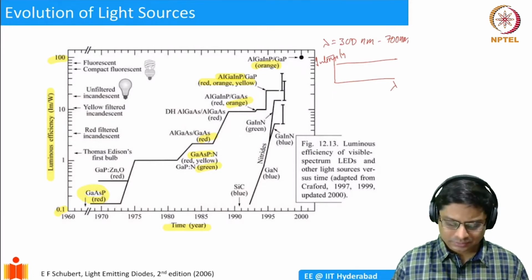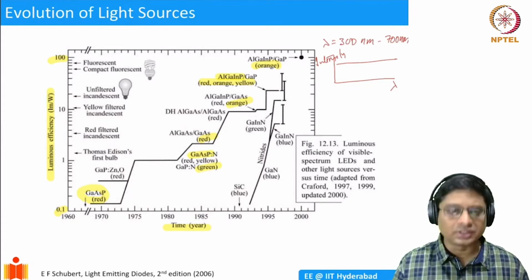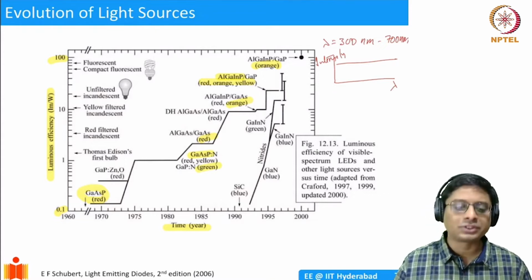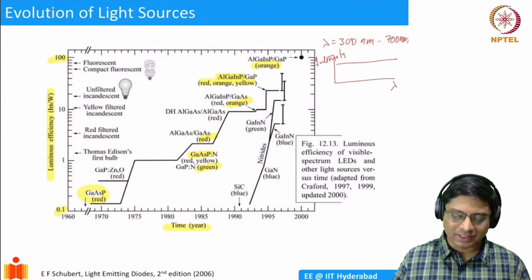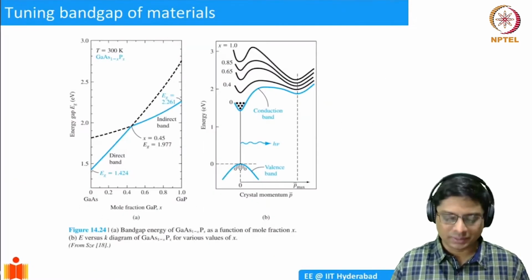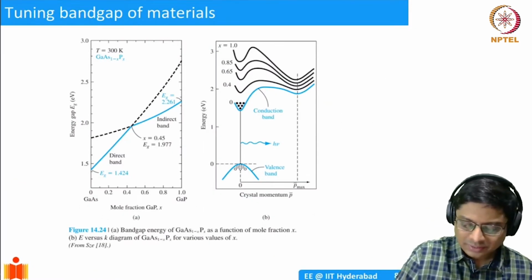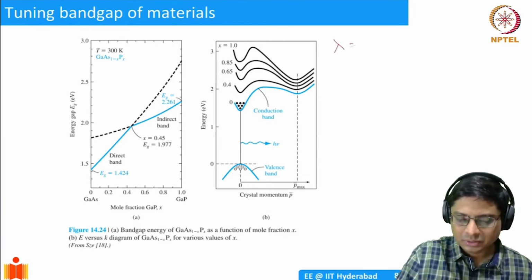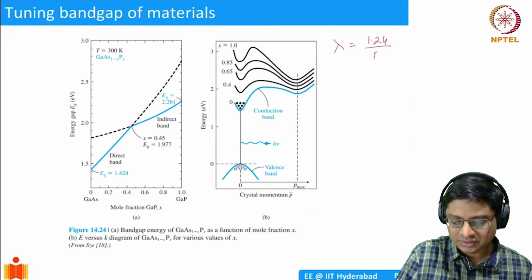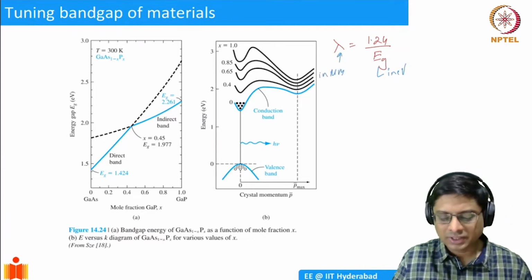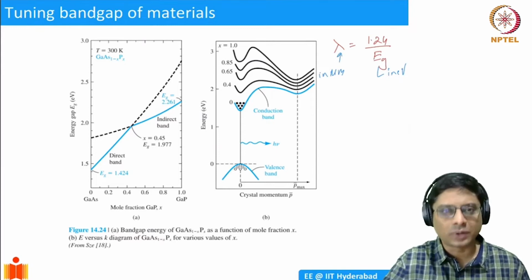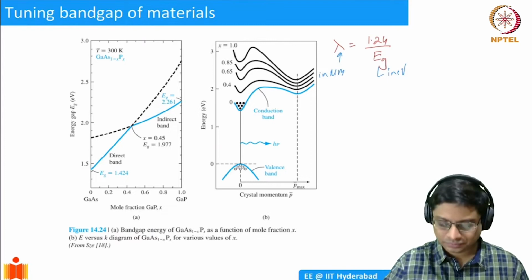Okay, but to go back to the basic question, what sort of band gap is good? What sort of band gap needs to be realized for a particular wavelength of emission? So we know the relation between wavelength and band gap: lambda equals 1.24 divided by Eg, where Eg is in eV and lambda is in micrometers. For example, a band gap of 1 eV will give you a lambda of 1.24 micrometers, and so on.